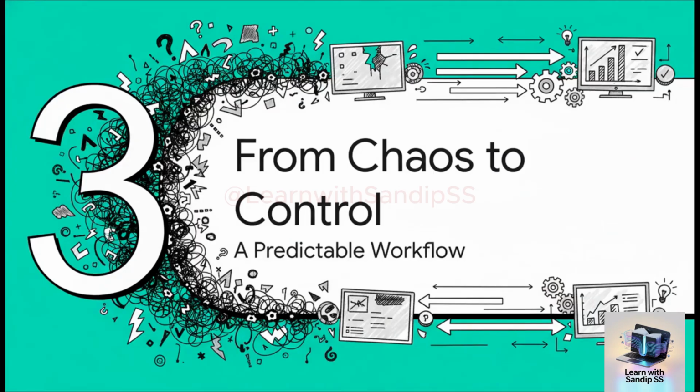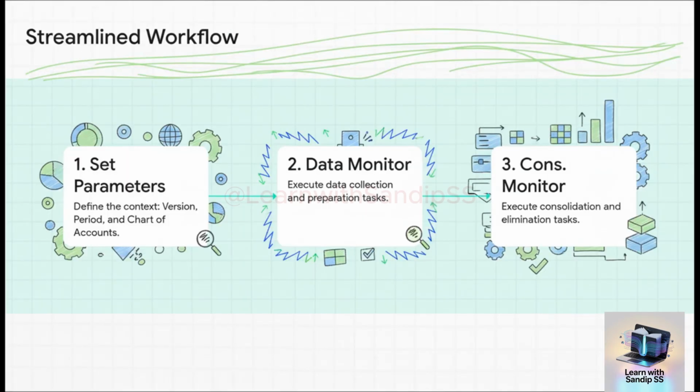So when you start to put all these pieces together, the parameters, the 2 monitors, you can really see a clear transformation taking shape. You're literally moving from a reactive, chaotic process to a proactive, controlled, and predictable workflow. The whole streamlined workflow just falls into this clean, logical sequence. You kick things off by setting your global parameters. That defines the what, when, and how for your close. With that context locked in, you move to the data monitor to make sure every single piece of input data is clean and correct. And only then, once you have a data foundation you can trust, do you move to the consolidation monitor to run the final group-level tasks. It's a simple, repeatable path from A to B.